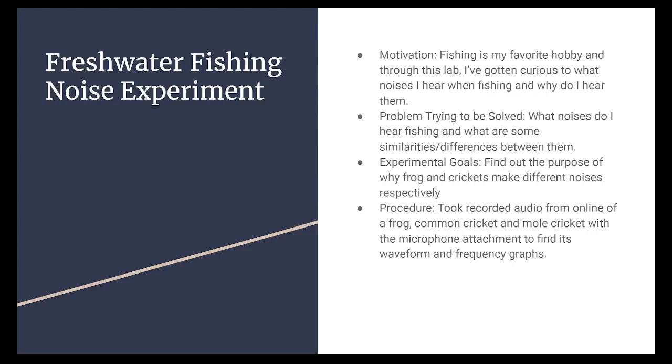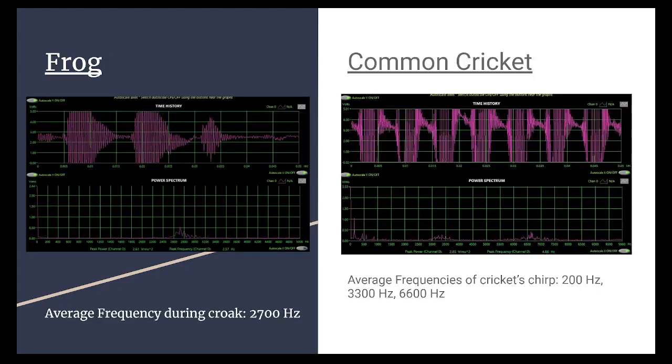And for my procedure, I just took recorded audio from an online YouTube video of a frog, common cricket, and mole cricket. And I used a microphone attachment to record that audio from that video to get a waveform and frequency graph. Now for the frog on the left here, you can see the frequency waveform, and for the cricket on the right, you can see the frequency waveform. So for the frog, the average frequency during one croak was around 2700 hertz, and for the cricket, it had around 3 average frequencies during its one chirp, thus being 200 hertz, 3300 hertz, and 6600 hertz.